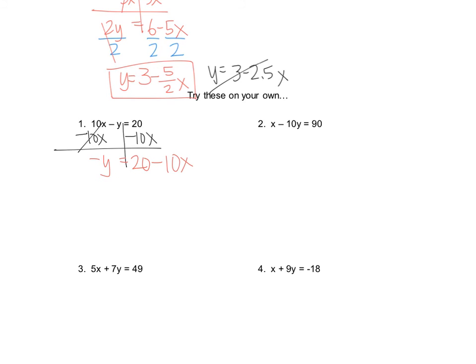Now you're still not done because the y is not by itself. It still has a negative 1 coefficient. So I'm going to divide everything by negative 1. So you do it to every single term. So the final answer is y equals negative 20 plus 10x.